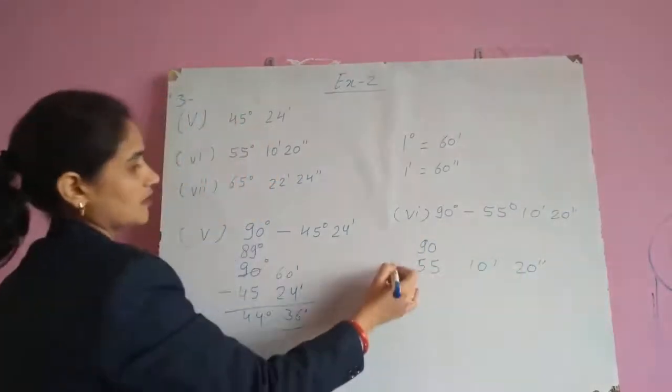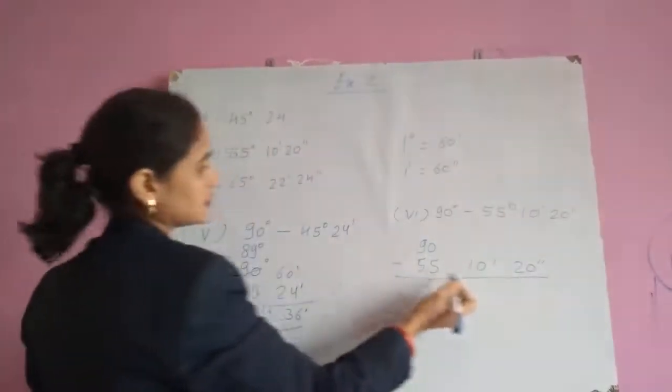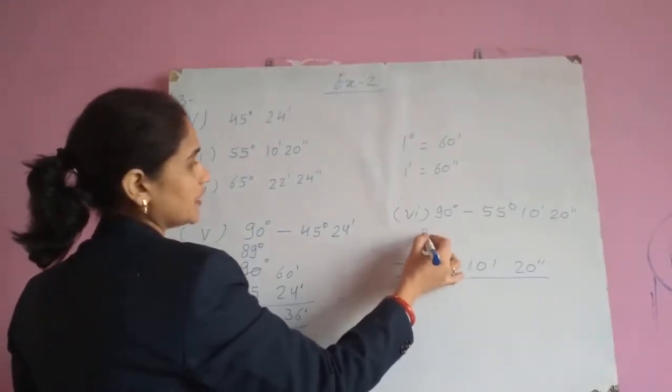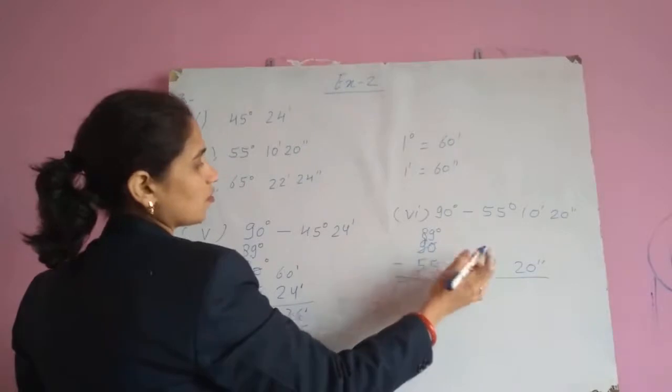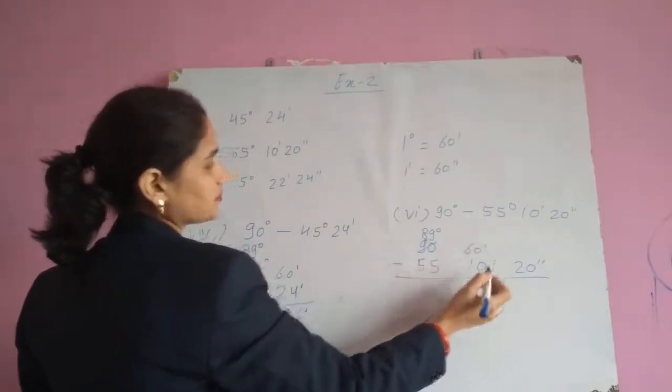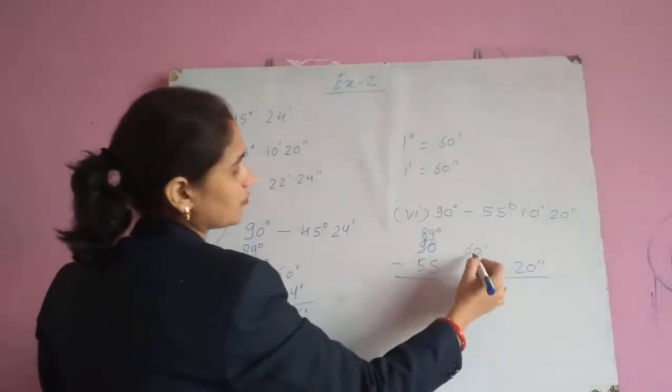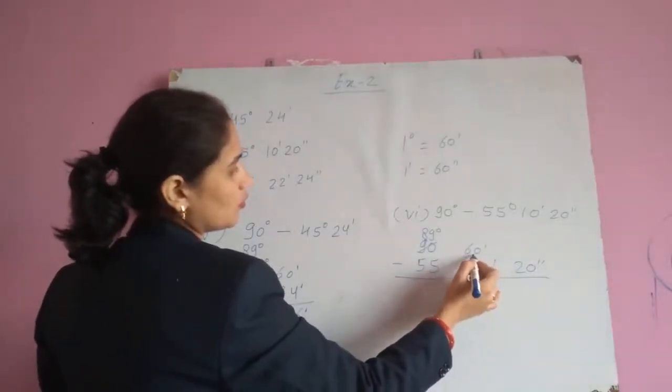Okay, we have to subtract these. Take borrow from here. If you take borrow from here, then what do we get? 89 degree. What is this here? 60 minute. And here we need seconds also. That's why we will take borrow 1 minute from here.